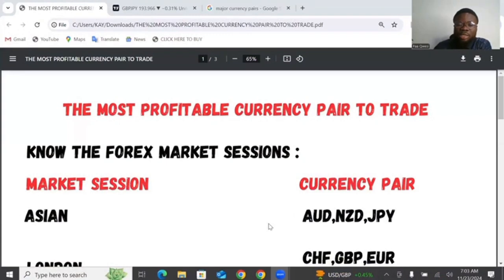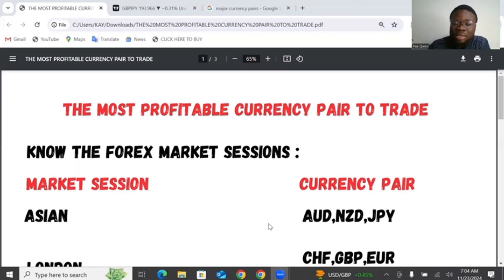Normally, when it comes to selection of currency pairs, it becomes very difficult as a beginner to know which currency pair exactly to trade, because when it comes to the forex market, we have tons of currencies that you can trade. It becomes very difficult for someone who just started out on forex trading to know which currency pair to go for exactly. So when it comes to selection of currency pairs, I'm going to give you a guide on how you'll be able to go about it.